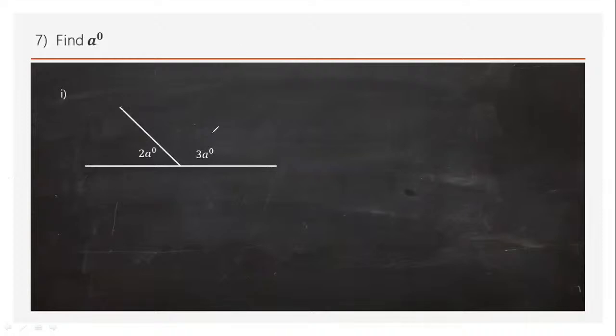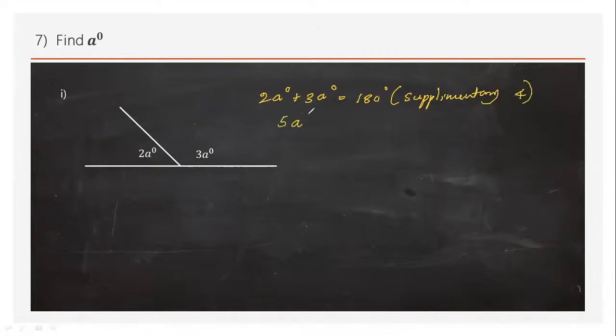Find a. 2a plus 3a, how much? They are supplementary angles at a straight line, so 180. Supplementary angles. 5a equals 180. This side by 5, this side by 5. a equals 36. Angle a equals 36. Next question.